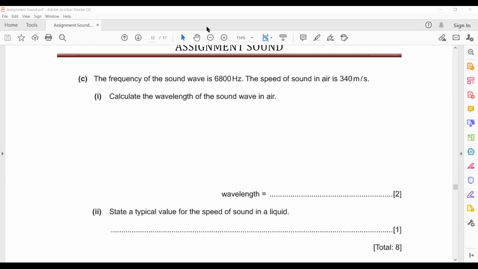The frequency of a sound is 6800. The speed is given, you need the wavelength, so v equals f lambda. Then state a typical value of the speed of sound in liquid. What's the speed of sound in liquid? Typical value: 1500 meters per second.